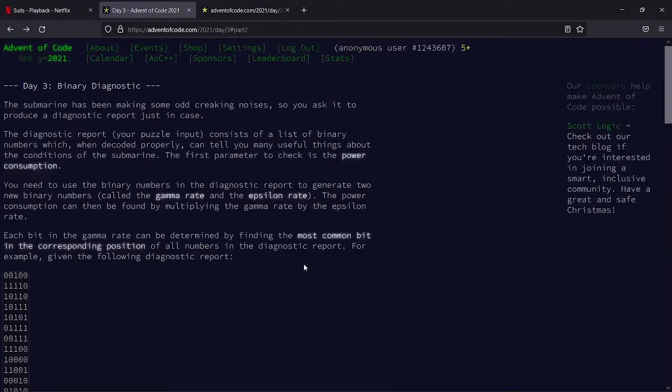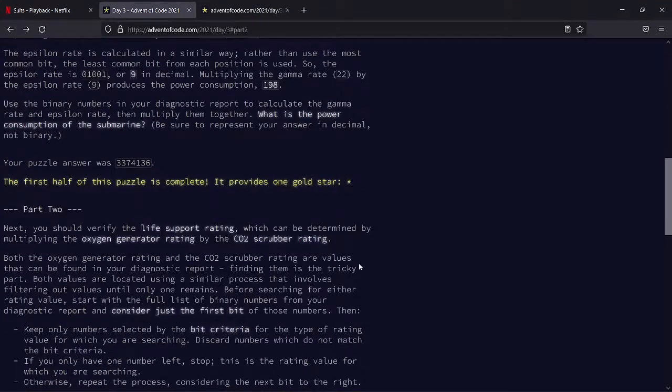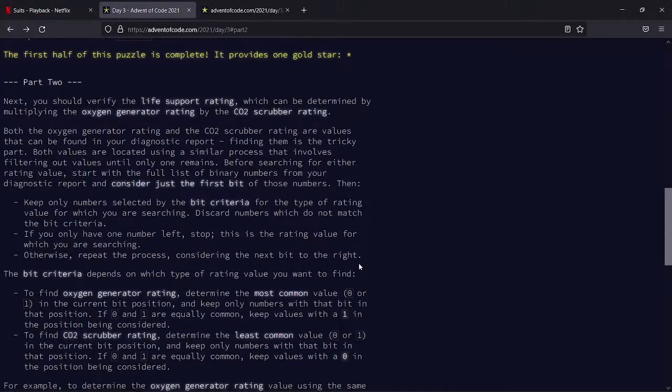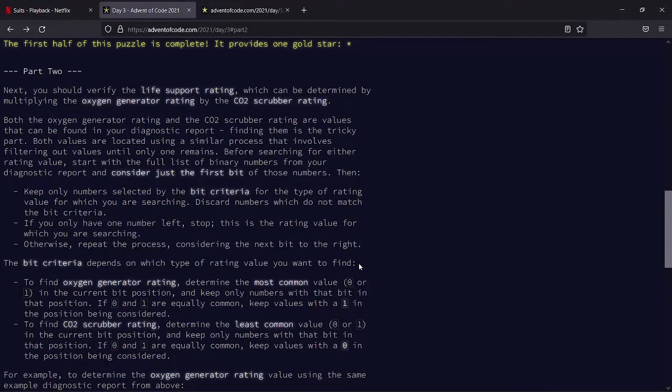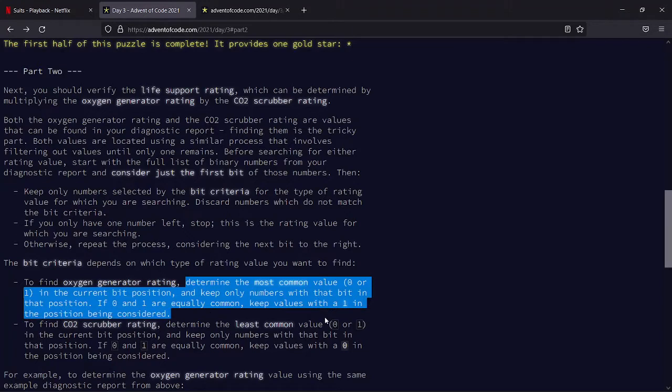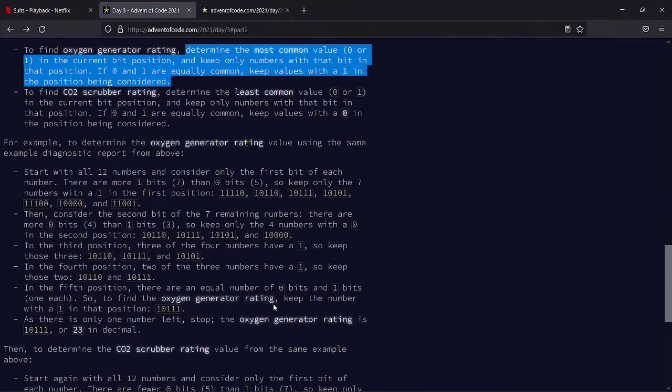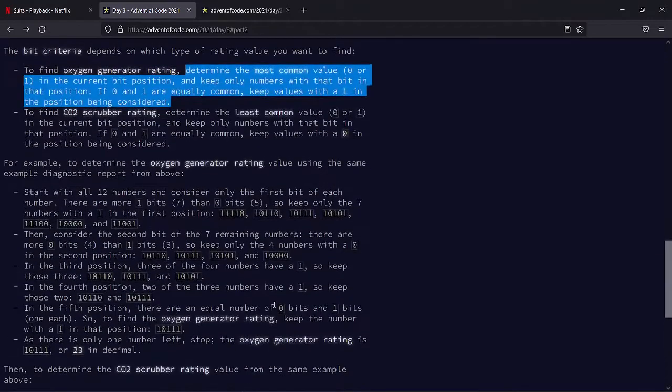Now, the first part, if you thought that this was a lot to read through, the second part has even more to read through. But to just focus on the important parts, let's consider first the oxygen generator rating. For the oxygen generator rating, what we have to do is determine the most common value in the current bit position and keep only numbers with that bit in that position. If 0 and 1 are equally common, they have asked to keep values with 1 in the position being considered. The examples are pretty self-explanatory.